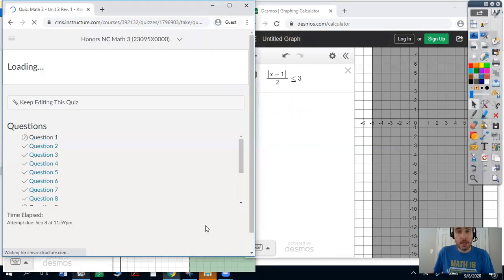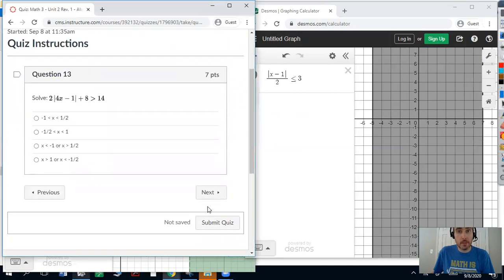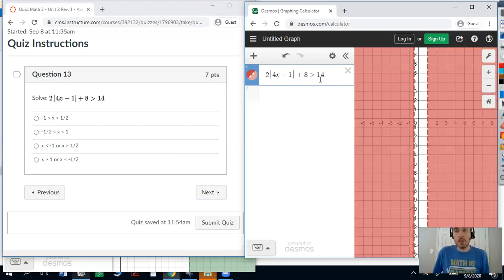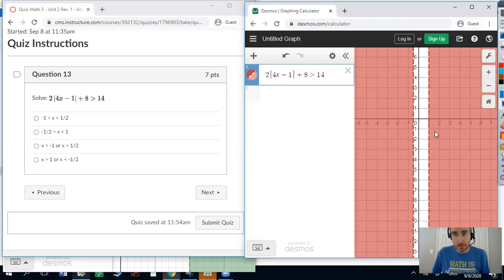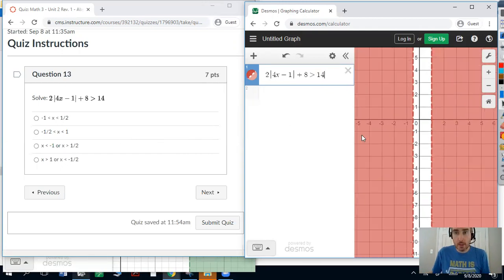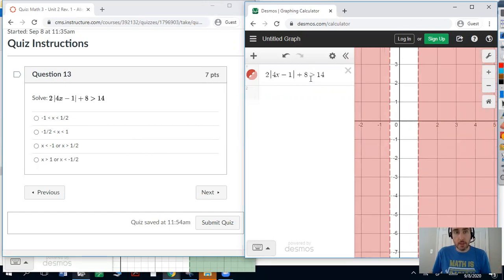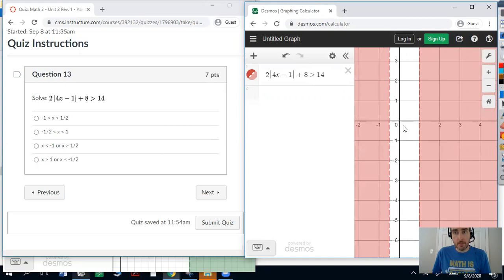All right, 13, moving along. We can do this inequality as well. We type in 2, absolute value 4x minus 1, close it up, plus 8 is greater than 14. So just the shading part, you can see that it's going in opposite directions. So that means it won't be one of these two, because we don't want the x in between them. We want the x going less than the small one and greater than the big one. And this is greater than, not greater than or equal to, so it's got a dashed line.